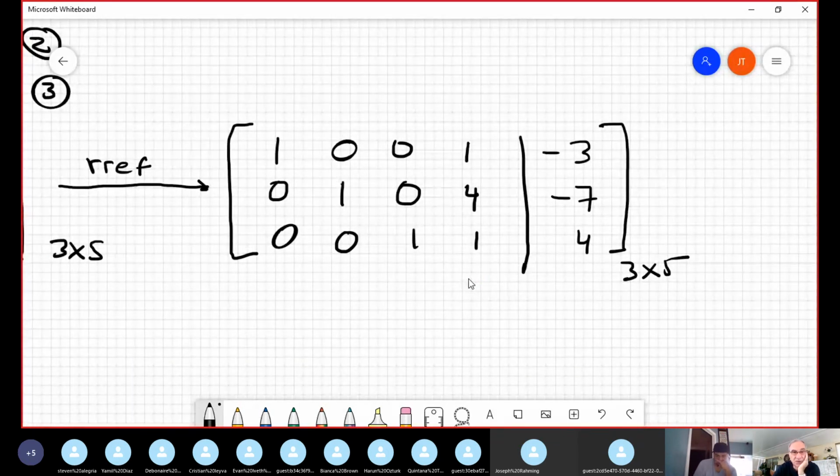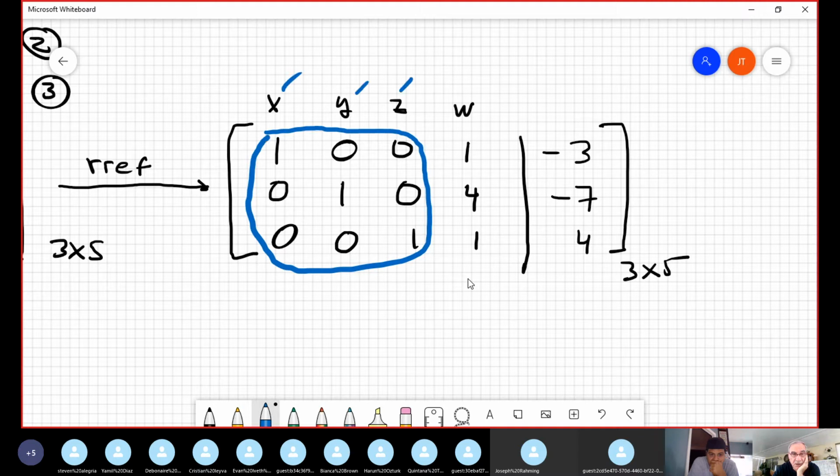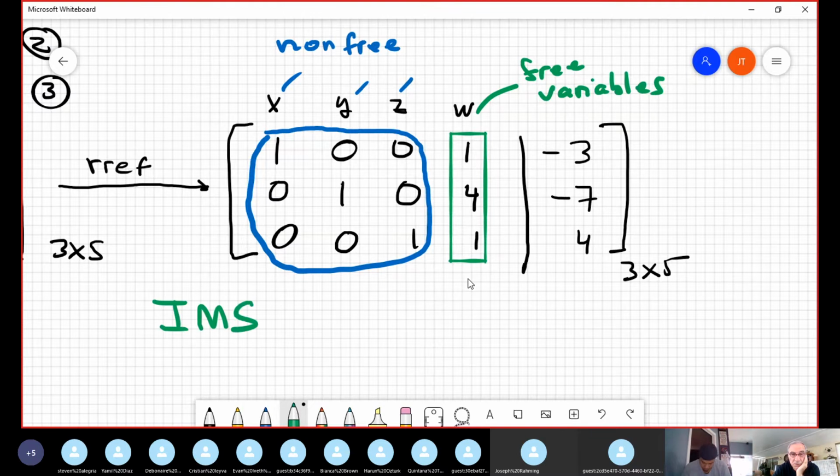Okay, I can see, wow, look, this column is the column of the X. This is the column of the Y. This is the column for the Z. And this is the column for the W. Then, in the columns X, Y, and Z, I see the famous identity matrix of dimension 3. That means the variables X, Y, and Z are non-free. The only column that contains real numbers is W. That means W is the free variable. And when you have a free variable, automatically you understand that we have infinitely many solutions.